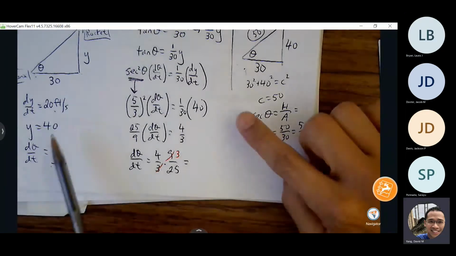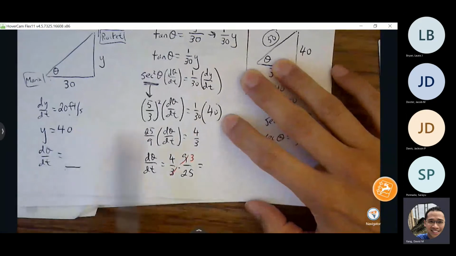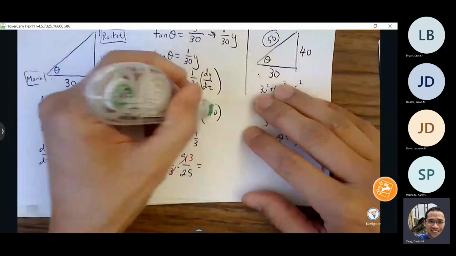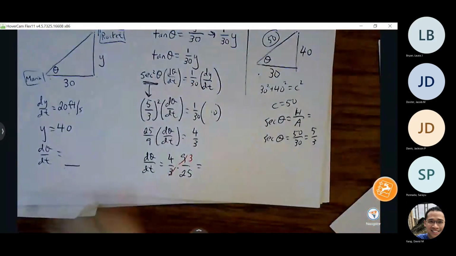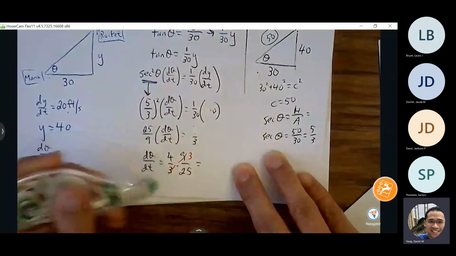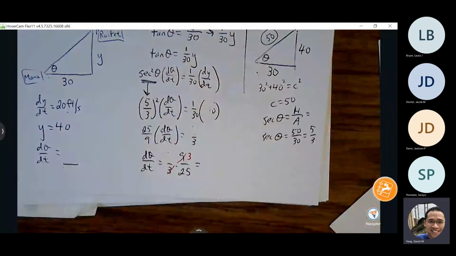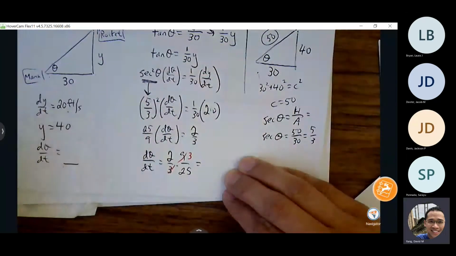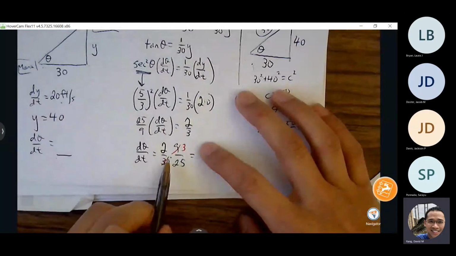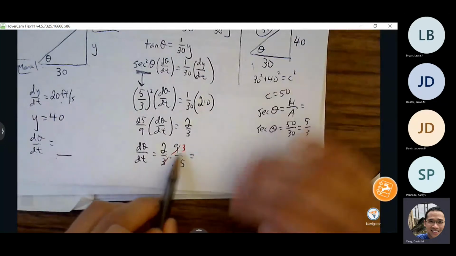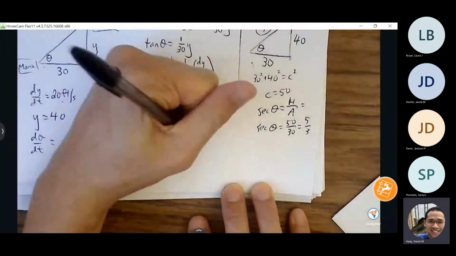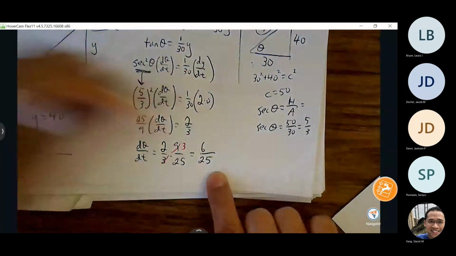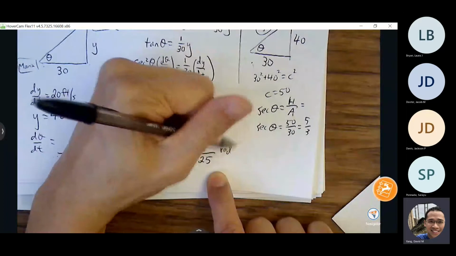Oh, I messed up here. dy dt should have been 20. My bad. I put 40 here. Threes cancel. 9 and 3 cancels out. And 2 times 3 is 6. 6/25. And what's the unit of measure? Radians per second.